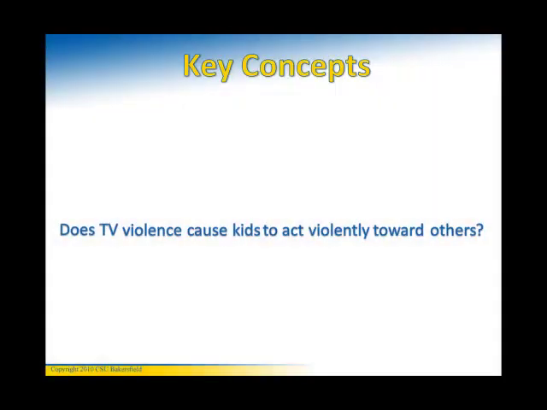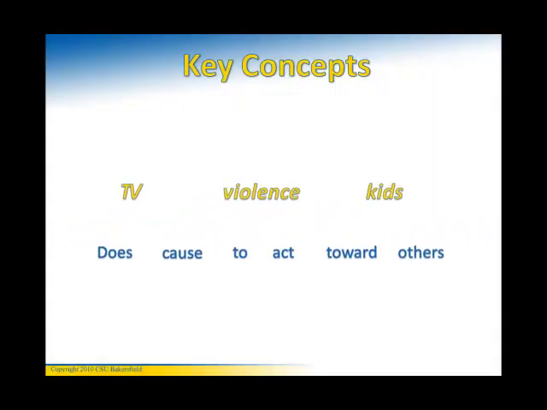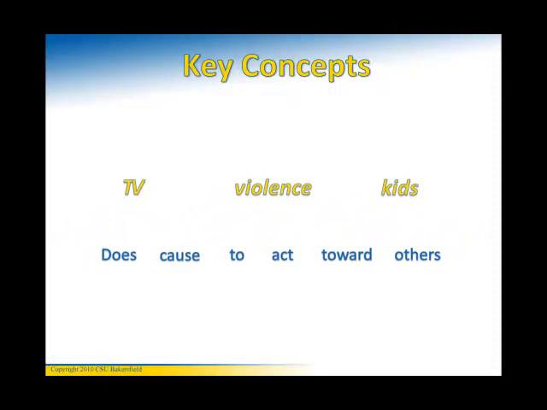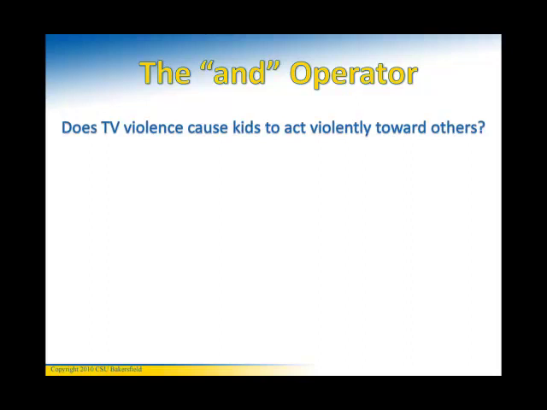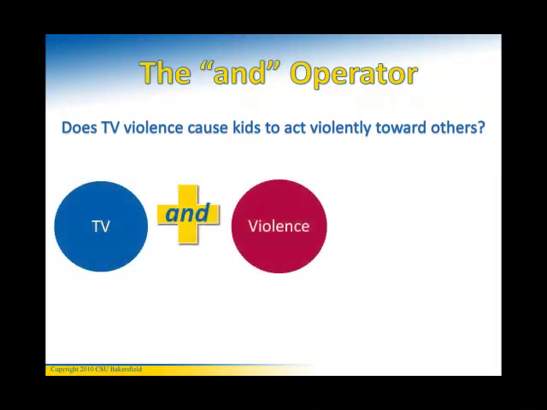To select key concepts, identify important words from your research question. Do not select common words that would be in any article. In our example, words like does, cause, to, act, toward, others do not relate to our research question. However, if the words TV, violence, kids were all in an article, you would know that it would be on your topic and be relevant to answering your research question. We communicate this to the database by saying TV and violence and kids, putting the operator "and" between each key concept.